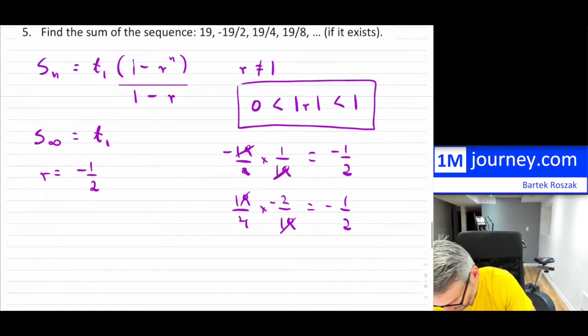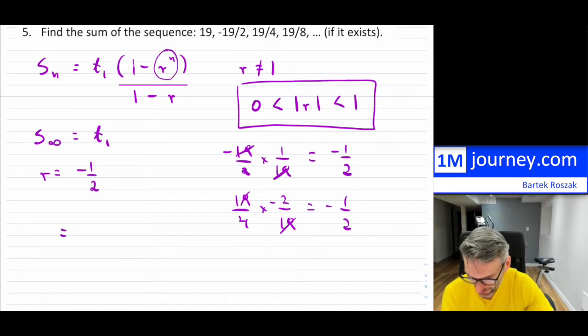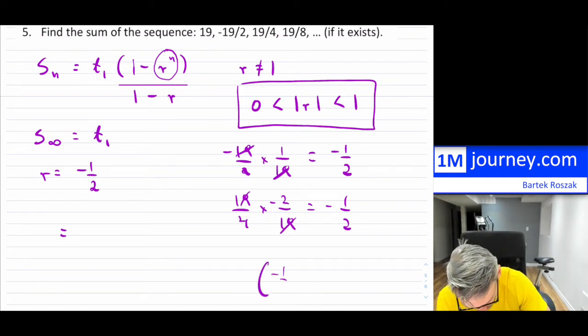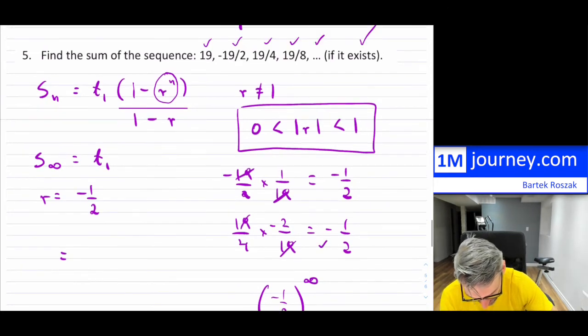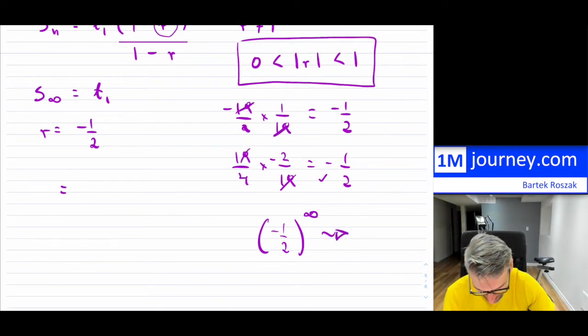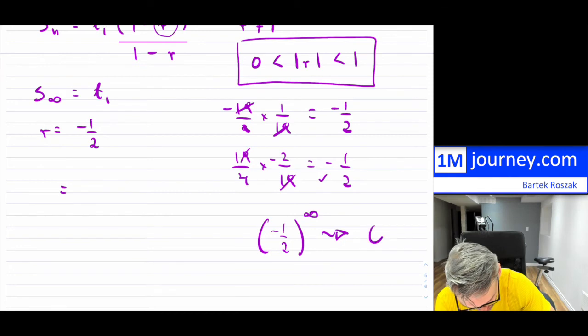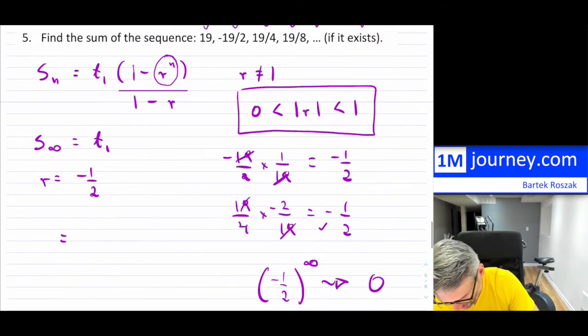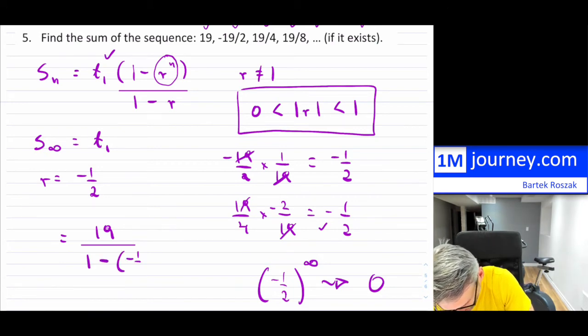So let's find it out. When you have r to the n and this goes on to infinity, we talked about this in one of the videos, this basically goes to 0. So that term is going to be 0, and our sum is just t1 in the numerator. So that's 19 divided by 1 minus r. Now r is negative a half.